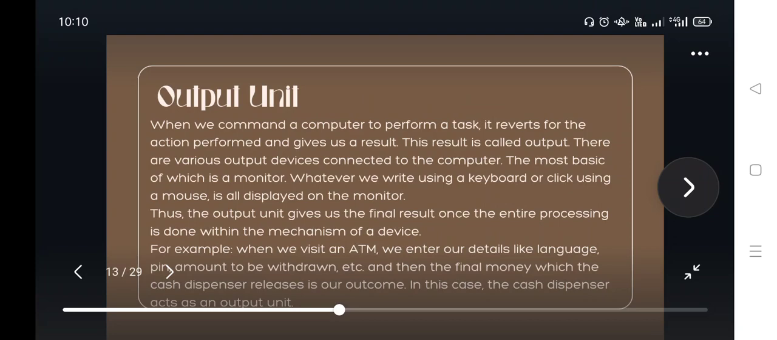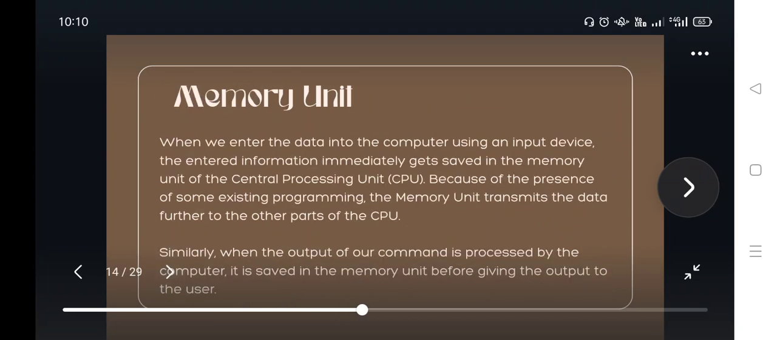For example, when we visit an ATM, we enter our details like language, PIN, and amount to be withdrawn, etc. Then the final money which the cash dispenser releases is our outcome. In this case, the cash dispenser acts as an output unit.